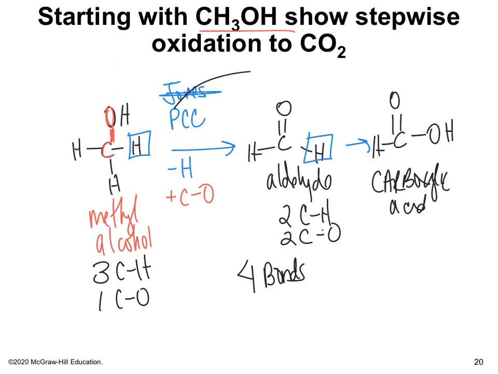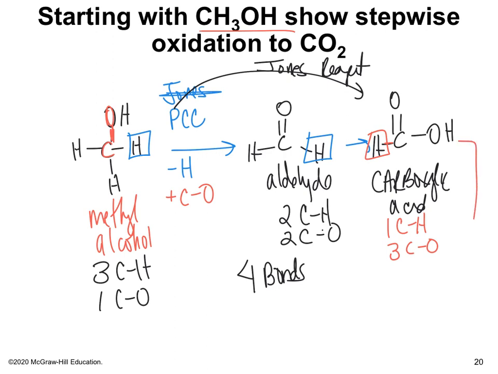And that is what Jones could do. So that would be a Jones reagent, which is the chromium and acid. And we still have 1 carbon-hydrogen bond. We have 3 carbon-oxygen bonds. So now we can still oxidize this more, and that would be carbon dioxide, and that's how we get 4 carbon-oxygen bonds. This is a fully oxidized carbon.